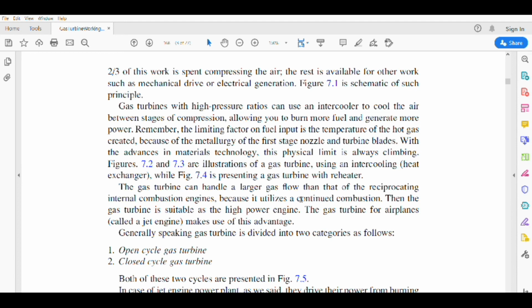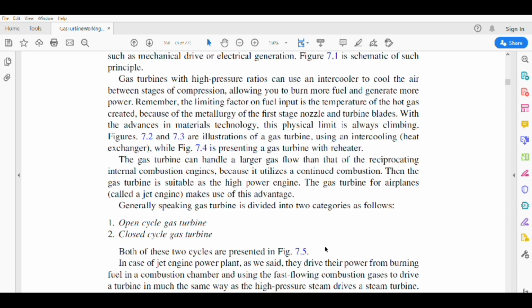So the figure shows an illustration of a gas turbine using an intercooling heat exchanger, and this turbine can handle a larger gas flow than that of the reciprocating internal combustion engine because it utilizes continuous combustion. Then the gas turbine is suitable as a higher power engine.